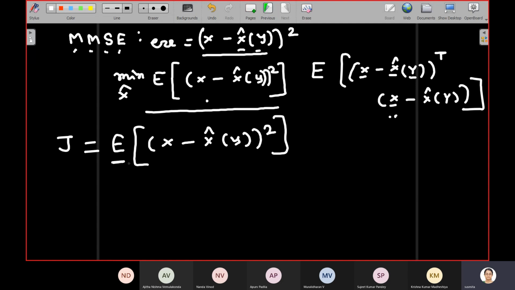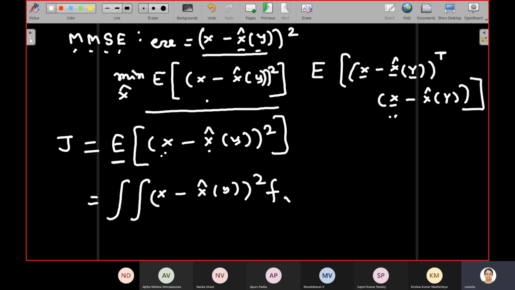Now, since we have applied the expectation operator, we need to do some integration, and we also need to pick the corresponding PDF, probability density function. Now see, x is a random variable, so we require its probability density function. X hat is a function of y, which is again a random variable. So we have two random variables basically. So to find the expectation of this, we need to do double integration, and we require the joint PDF. Now we can write this joint PDF as the product of a conditional PDF and a marginal PDF. So let's do that.